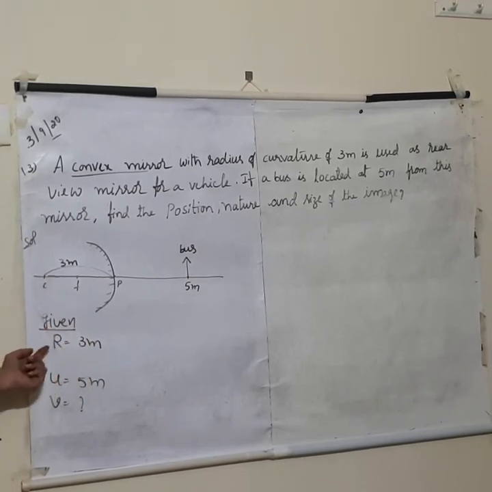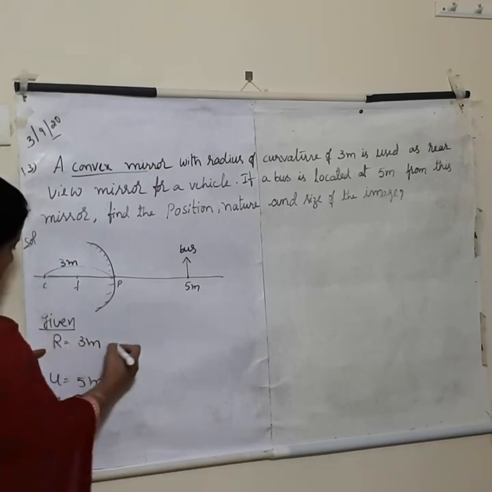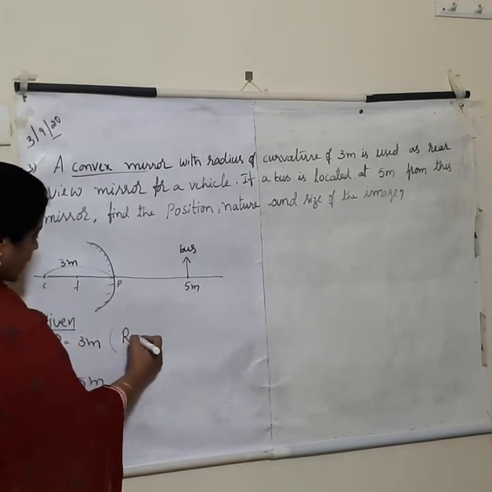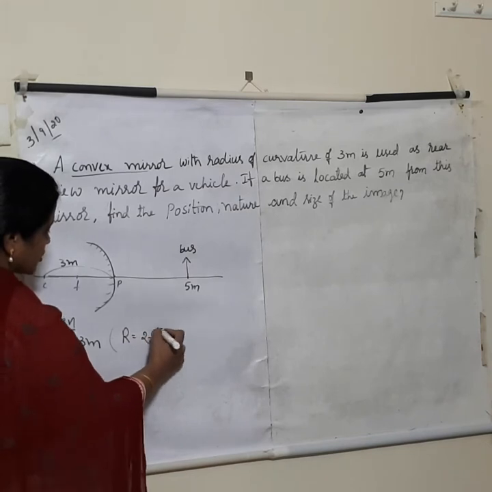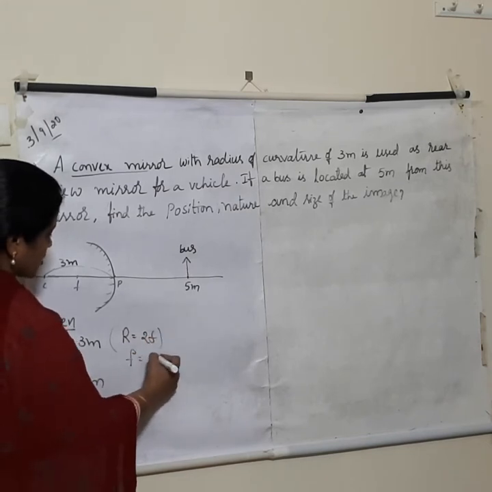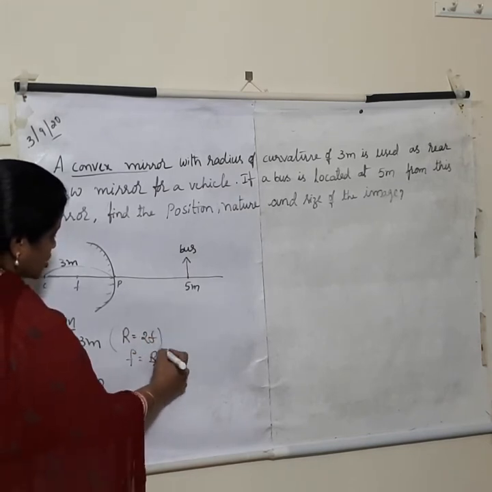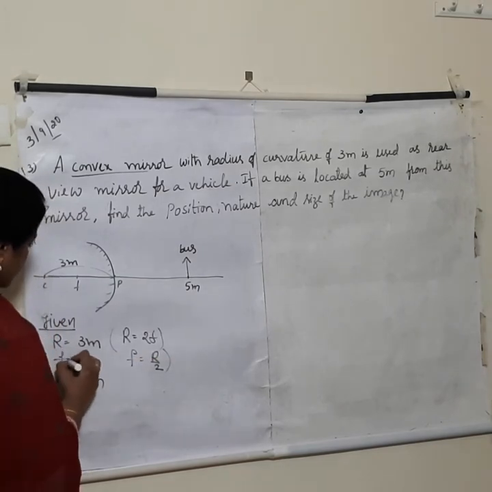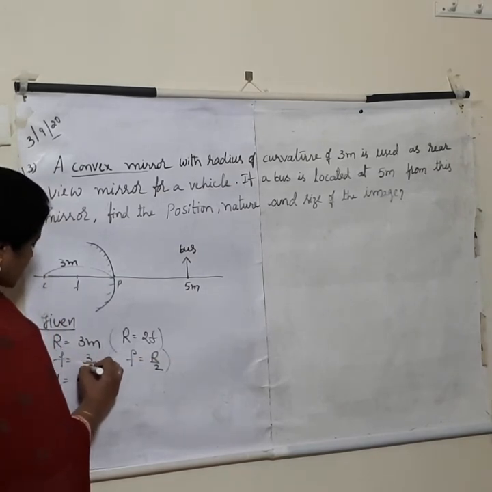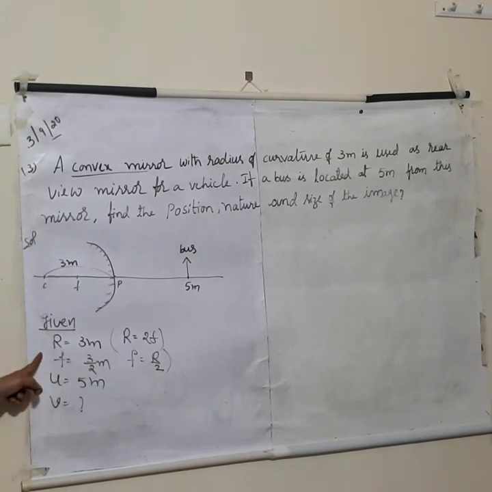Here F is not given. First we will find out what is the F value. You know there is a relation between R and F. R is equal to 2F. So F is equal to R by 2. So from here F is equal to 3 by 2 meters.